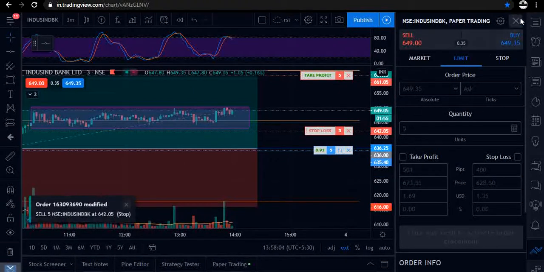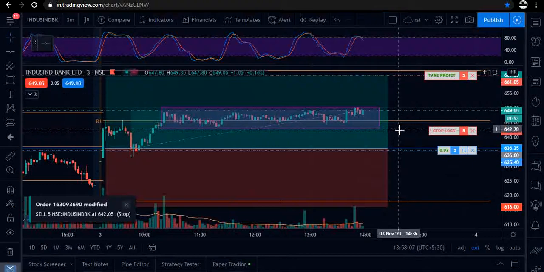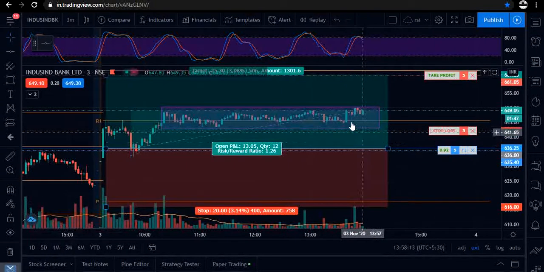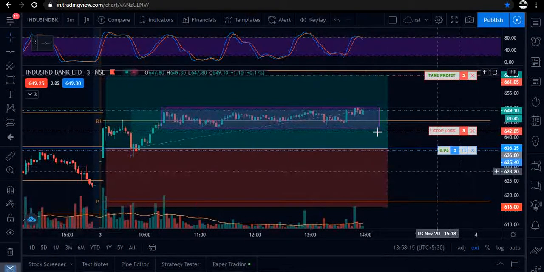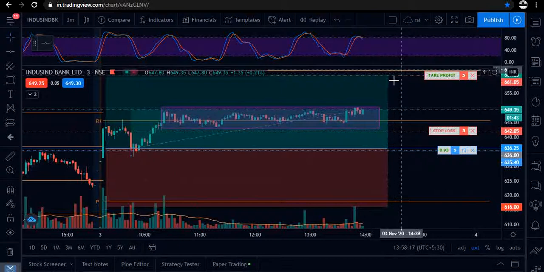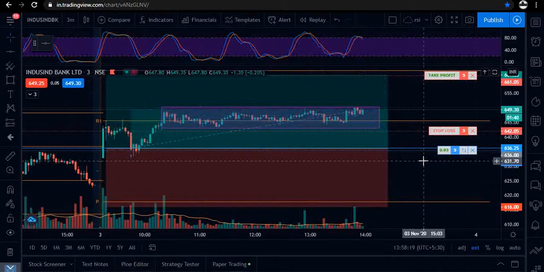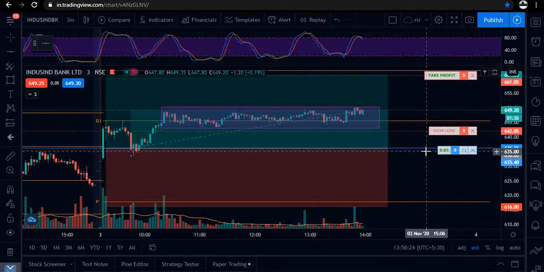And okay traders, here you can see our stop loss has been placed here, which is some points below this range. So if it gives a breakdown, then it will hit our stop loss, in which we will also get some of the profit.